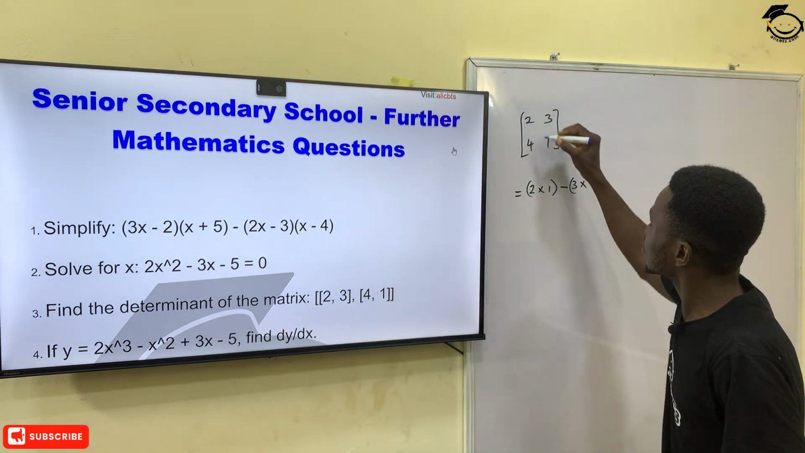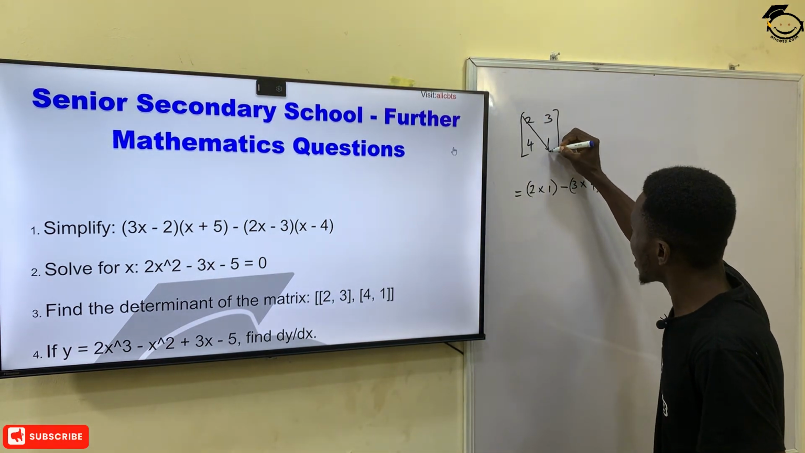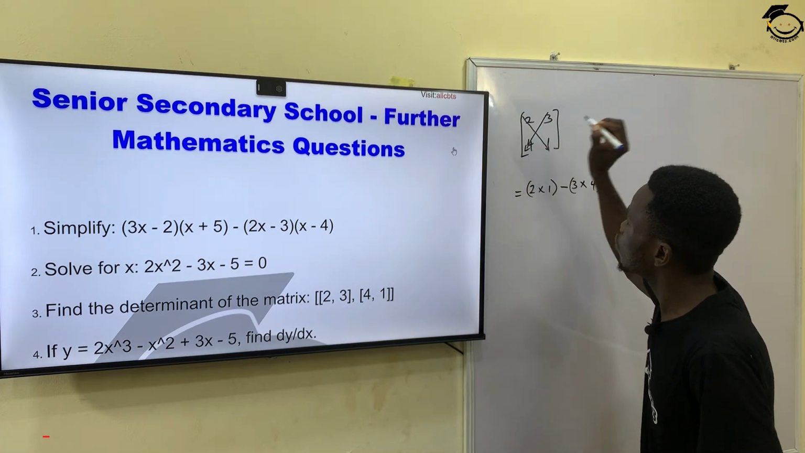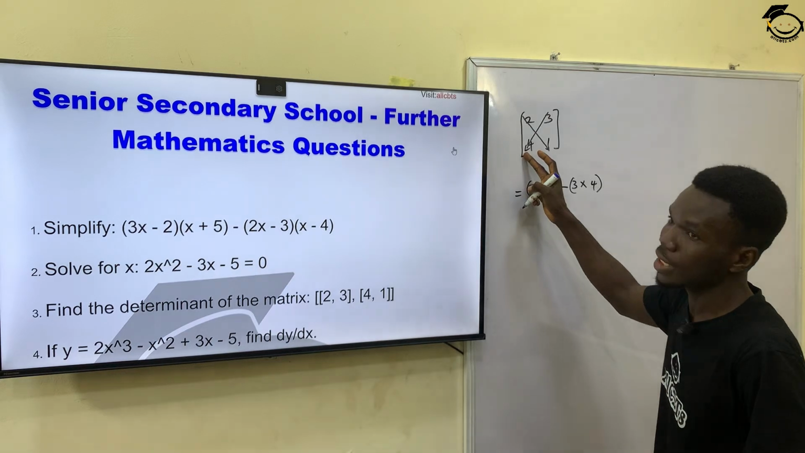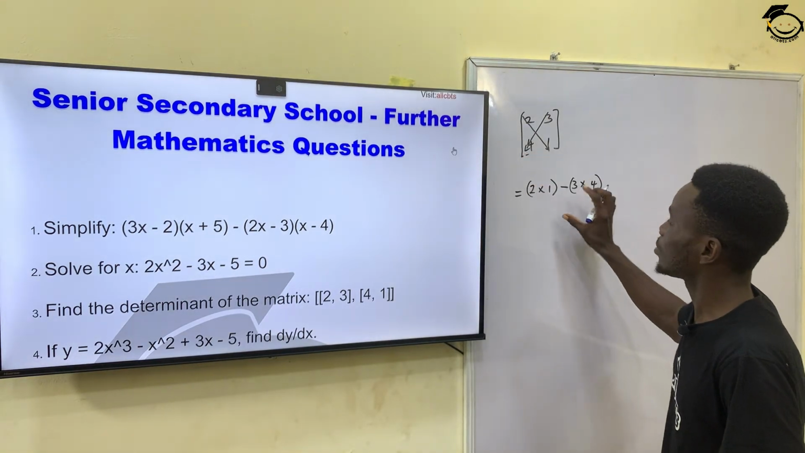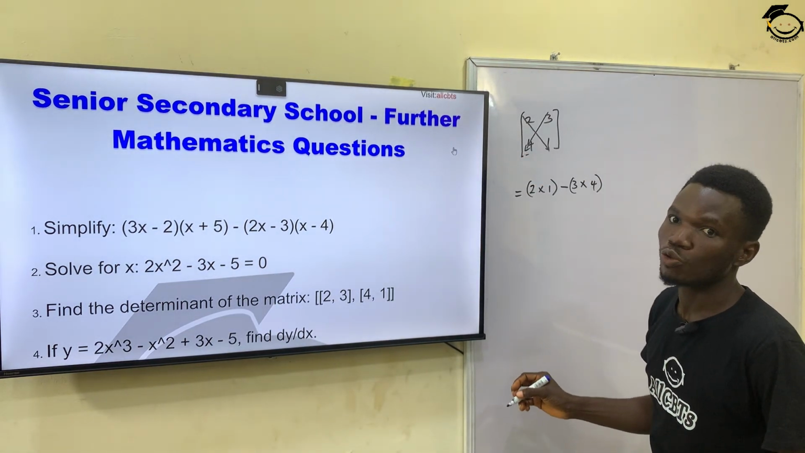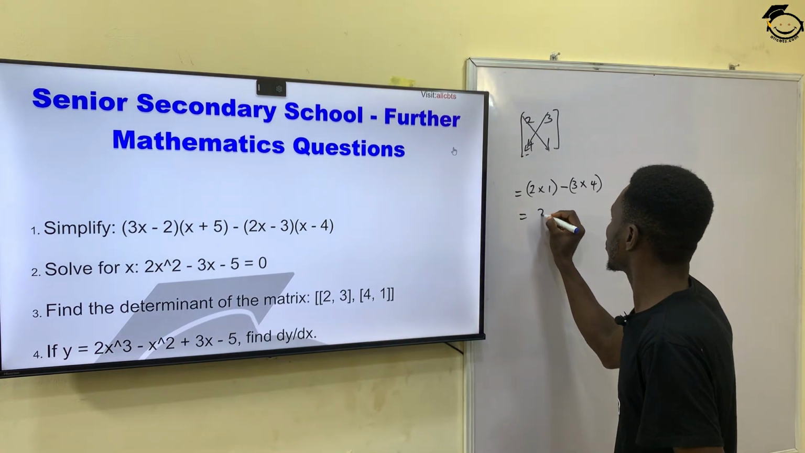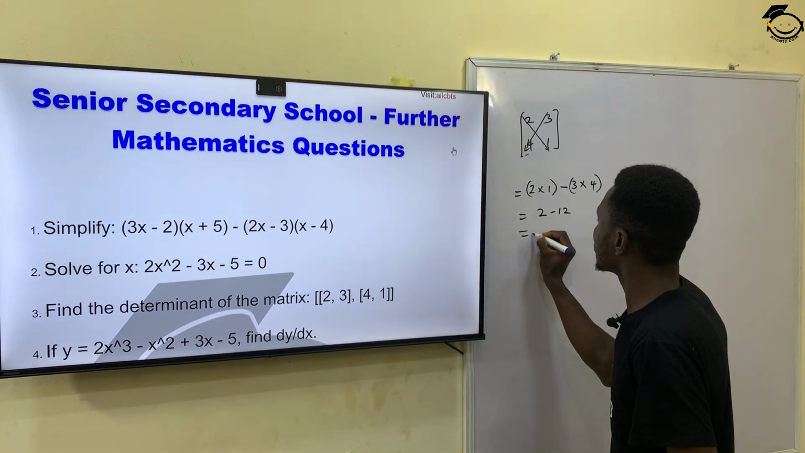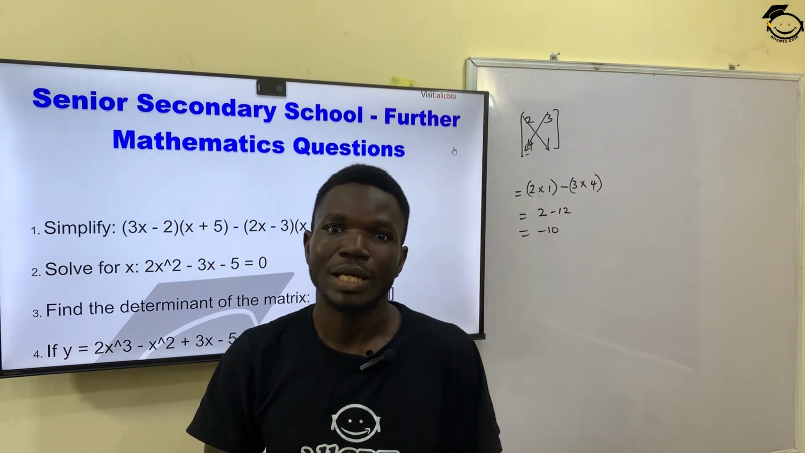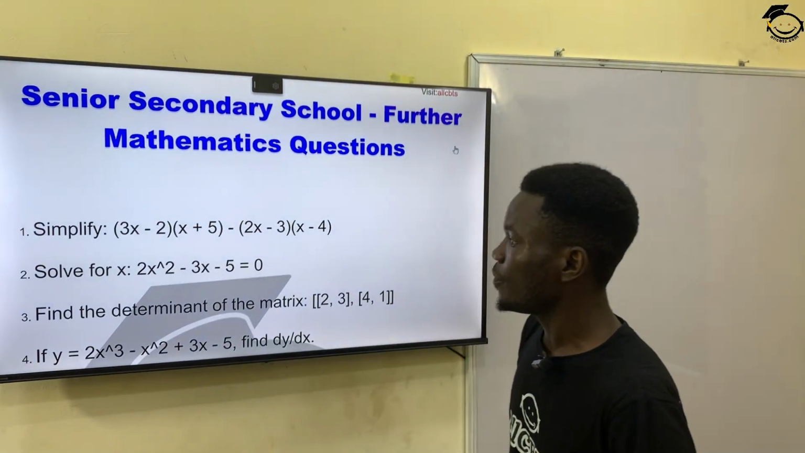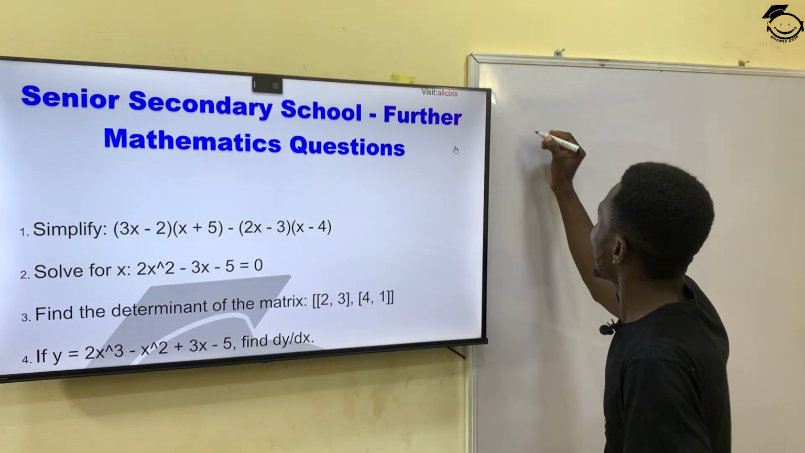So you multiply these two and you subtract the multiplication of these two from it. So when you multiply this diagonal and you multiply this other diagonal and subtract them, that is the determinant of a 2 by 2 matrix. So this will give me 2 minus 12 and that will give me minus 10. So the determinant of this matrix is minus 10.